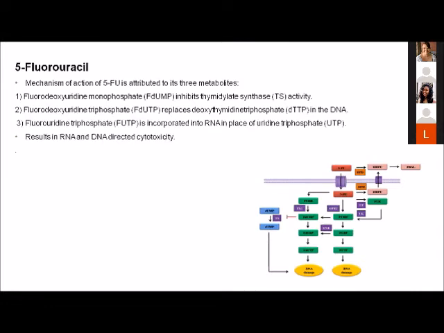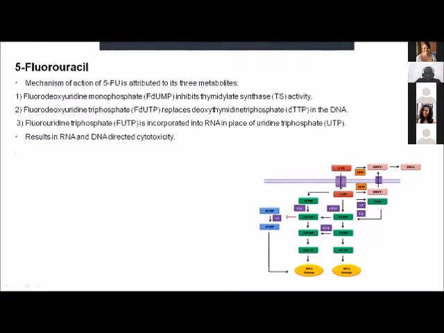The mechanism of action of 5-FU is attributed to its 3 metabolites, namely the FdUMP, which inhibits thymidylate synthase activity needed for DNA synthesis, the FdUTP, which replaces the dTTP pools in the DNA, causing DNA strand breaks, and FUTP, which is incorporated into RNA in place of UTP, resulting in unusual RNA processing. FdUMP and FdUTP result in DNA-directed cytotoxicity, whereas FUTP results in RNA-directed cytotoxicity.